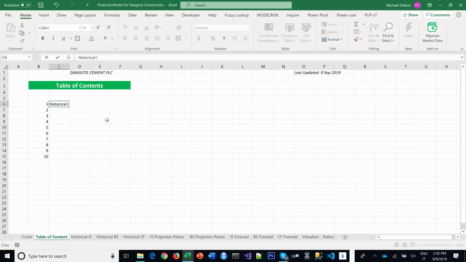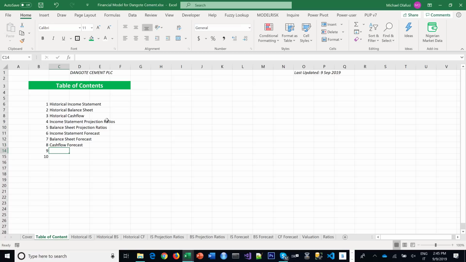Historical income statement, historical balance sheet, historical cash flow, income statement projection ratios, balance sheet projection ratios, the income statement forecast, the balance sheet forecast, the cash flow forecast, the valuation itself, and the financial ratios.